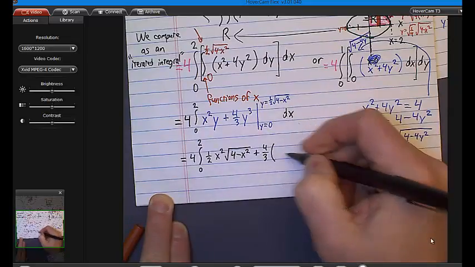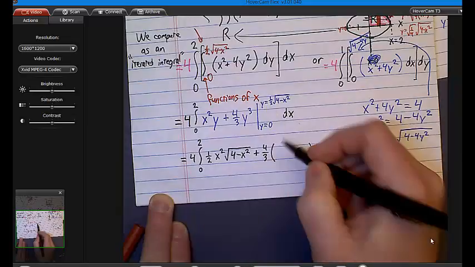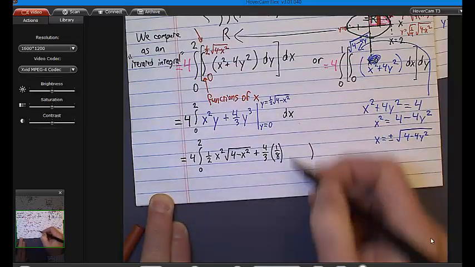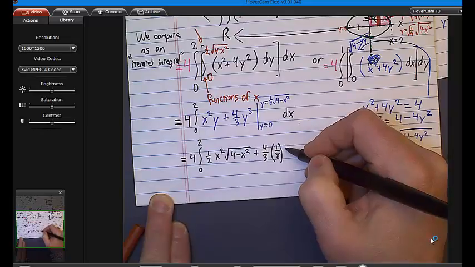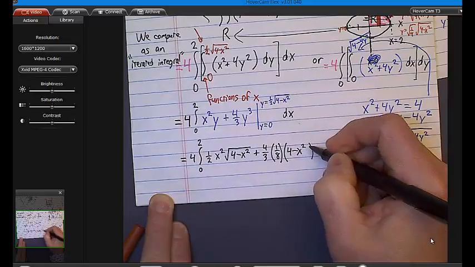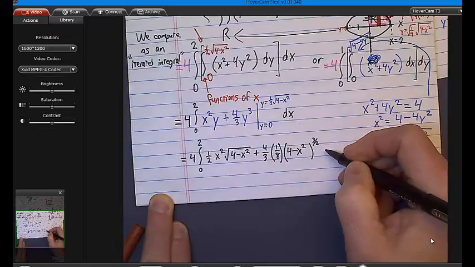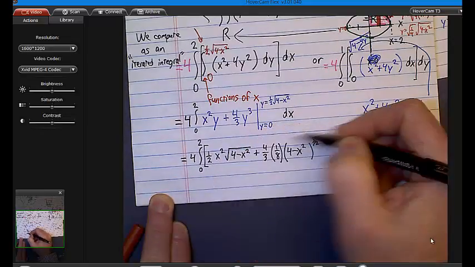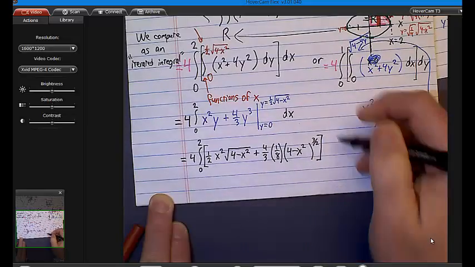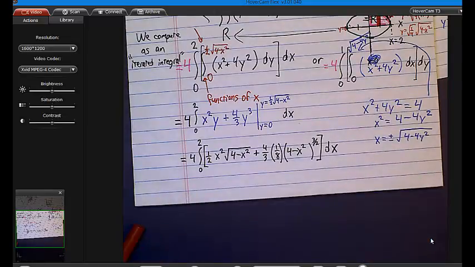Okay. And now what do I have here? Well, when I cube 1/2, that's times 1/8, right? And when I cube the square root, I get 4 minus x squared to the what? To the 3/2 power. Yeah. Nice. dx. Yeah? So all you have to do is integrate that now. And you're done. And this is a Calc 1 problem, so I don't have to do it.